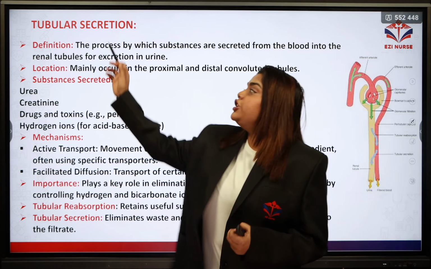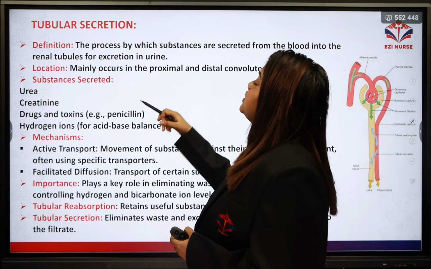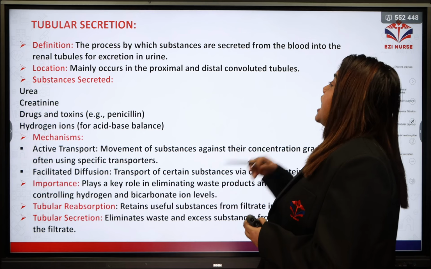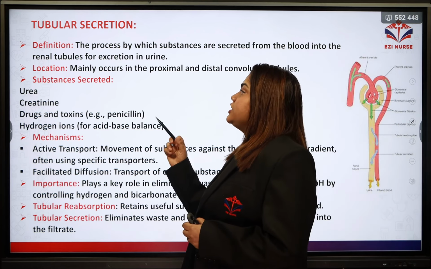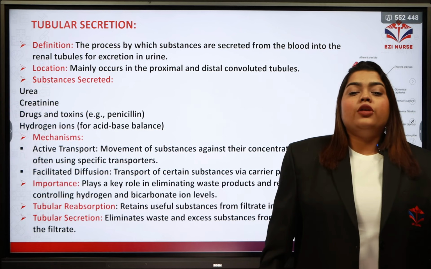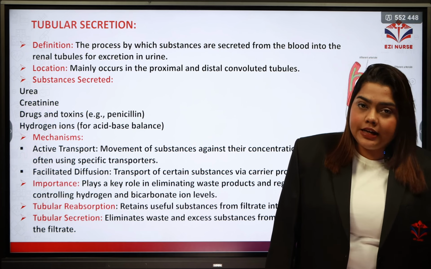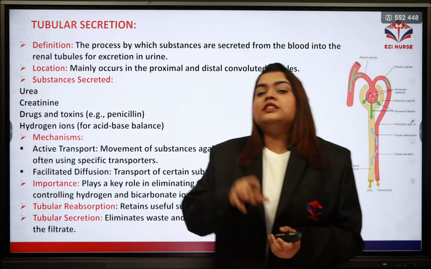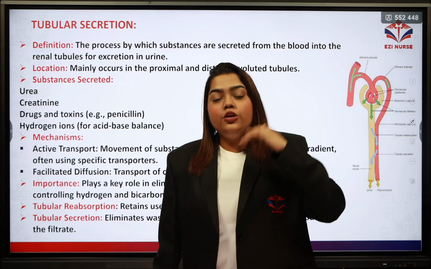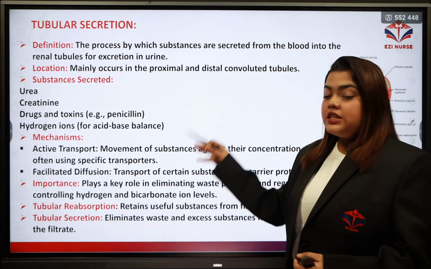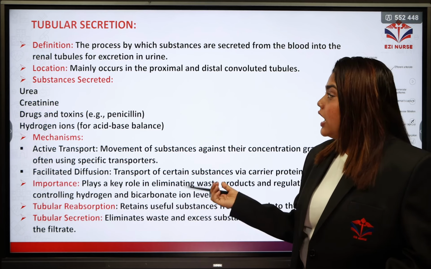Next we have tubular secretion. What is that? The definition says it is the process by which substances are secreted from the blood into the renal tubules for excretion in urine. Here the waste product that is not needed in the blood is extracted by the tubules and put into the urine. So the tubules take waste products from the blood and throw them out through the urine.